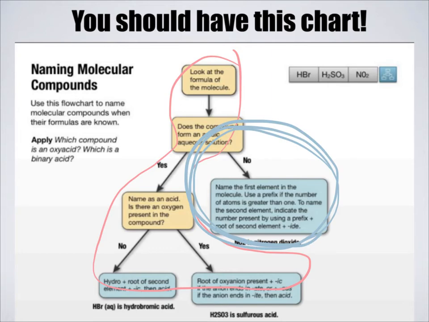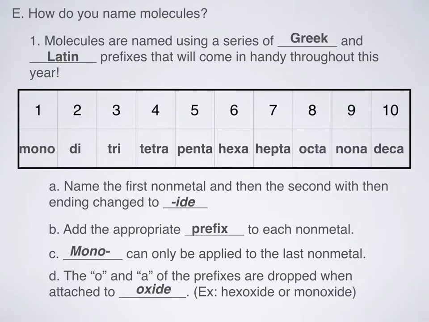It says name the first element in the molecule. Use a prefix if the number of atoms is greater than 1. Name the second element. Indicate the number present by using a prefix, the root of the second element, and it has to end in "ide." Now I know that sounds confusing, so I'm going to put up the slide from the notes that we did in order to name these regular old covalent compounds. Okay, hopefully this looks familiar.